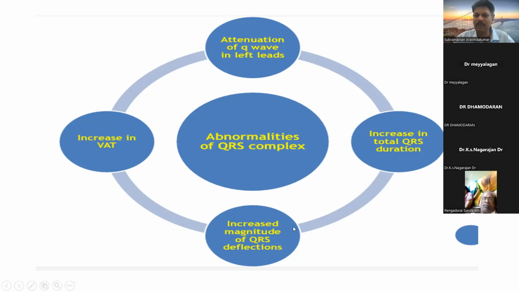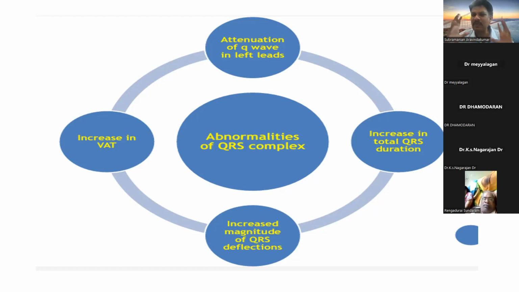Height of R wave will be larger. So the total QRS duration increases, it takes longer time because it is thickened. Height is increased, and it takes longer time to go to the peak. This is called the ventricular activation time. Increase in VAT means it doesn't take a sharp upward course; it takes a longer time to go to the peak.